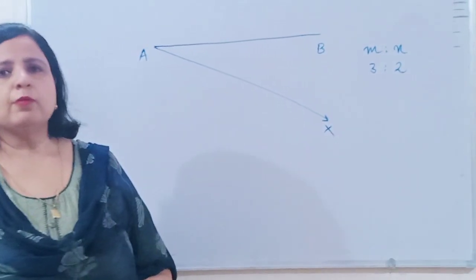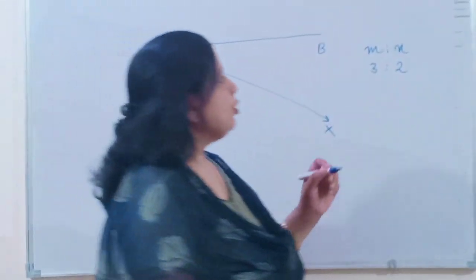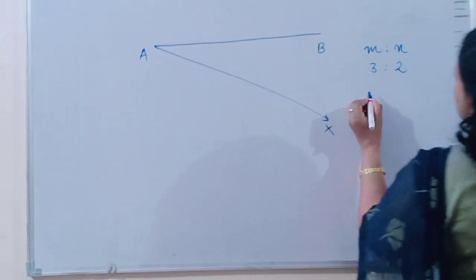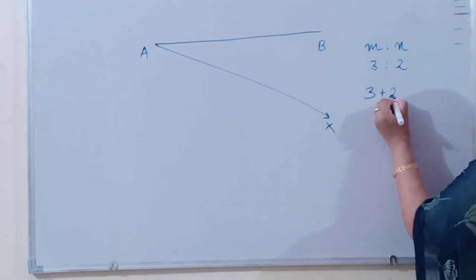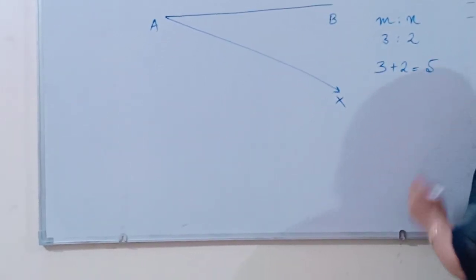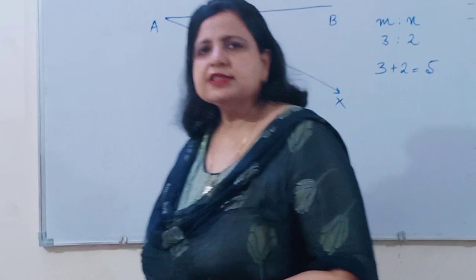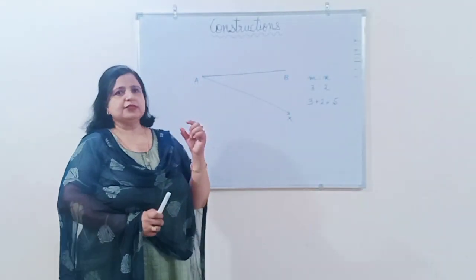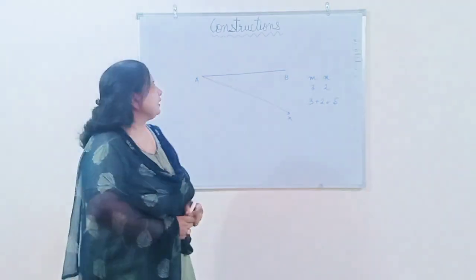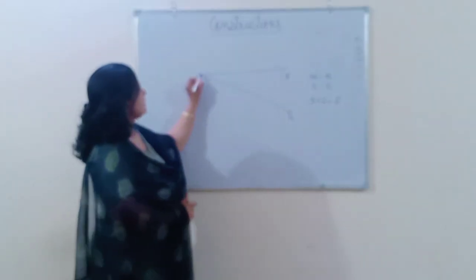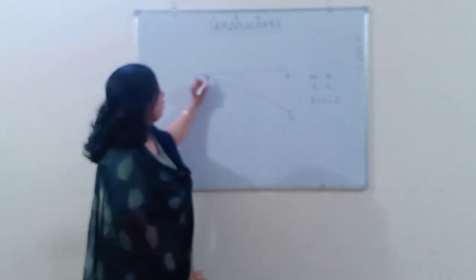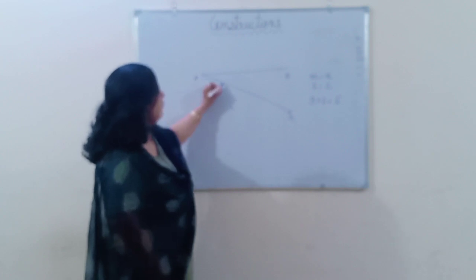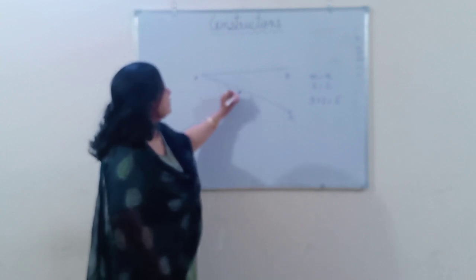Now what is the sum of the ratios here? Sum of the ratios is 3 plus 2, that is 5. Now we will take some distance in the compass, and keeping the needle of the compass at A, we will mark 5 arcs equidistant from each other.